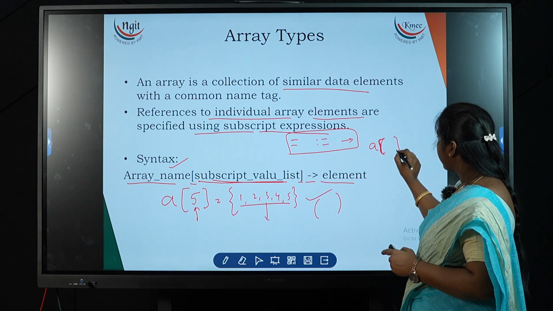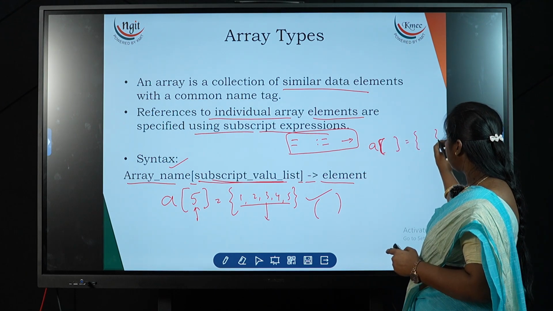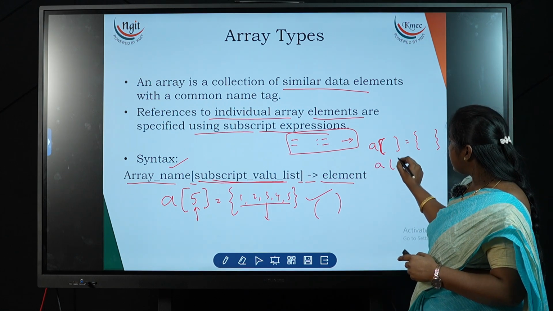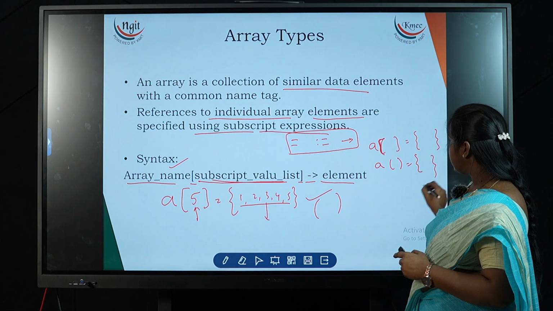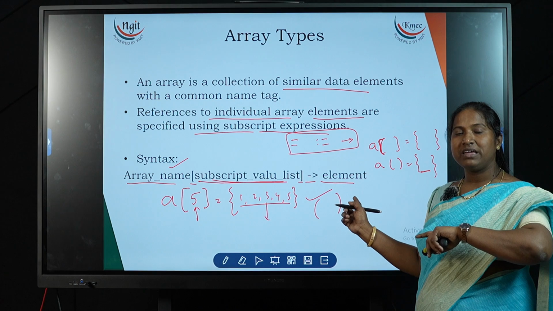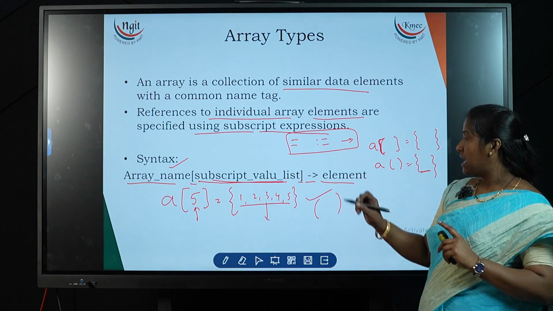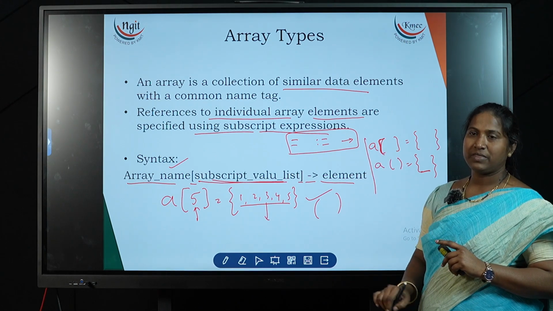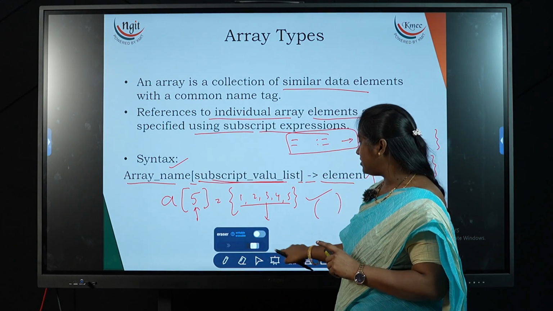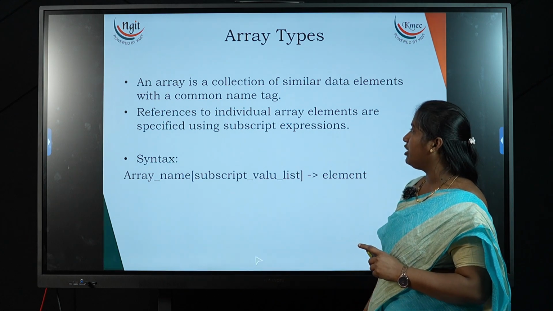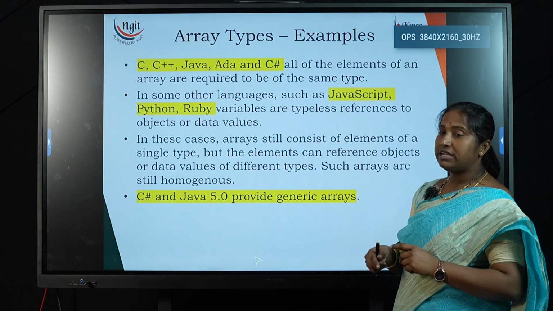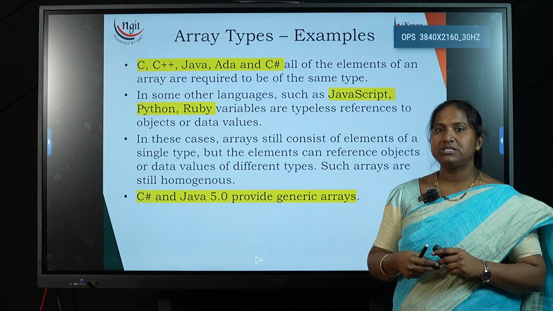A square bracket equal to some elements is the syntax of C-based languages. A parentheses is equal to some braces. These are the set of elements you have to write, and this will be a different notation from other languages. In both cases these are arrays. This is an array, this is an array. We'll see how that will be differentiated, and what the side effects are with respect to the language. Now let's look at the programming languages which support arrays.